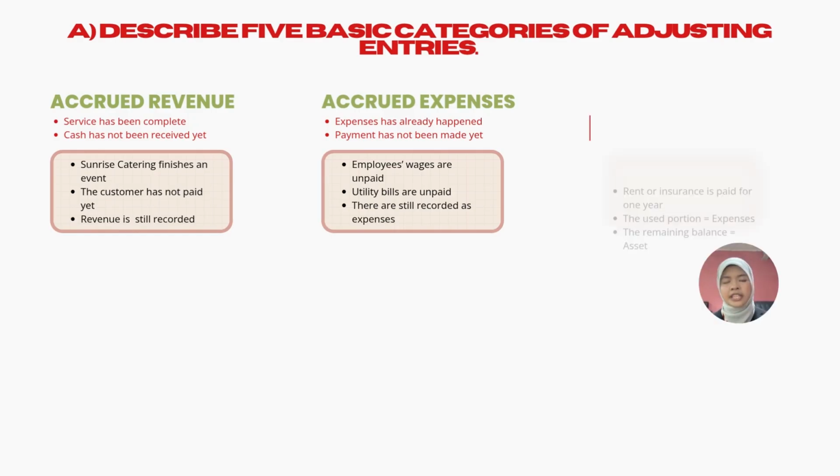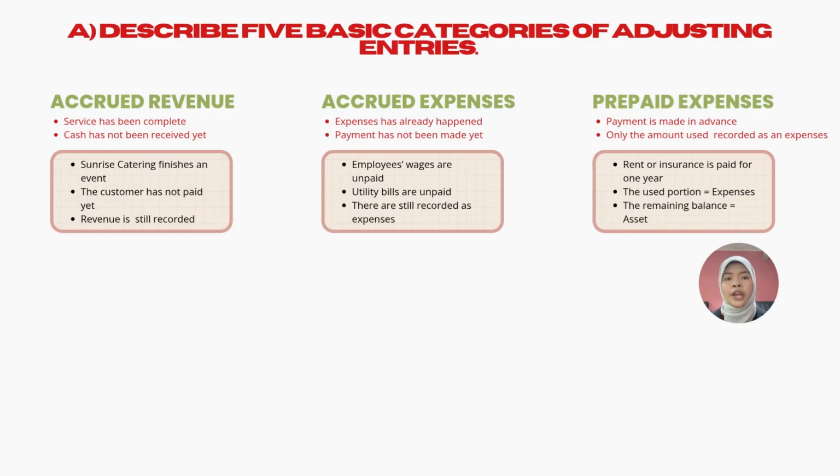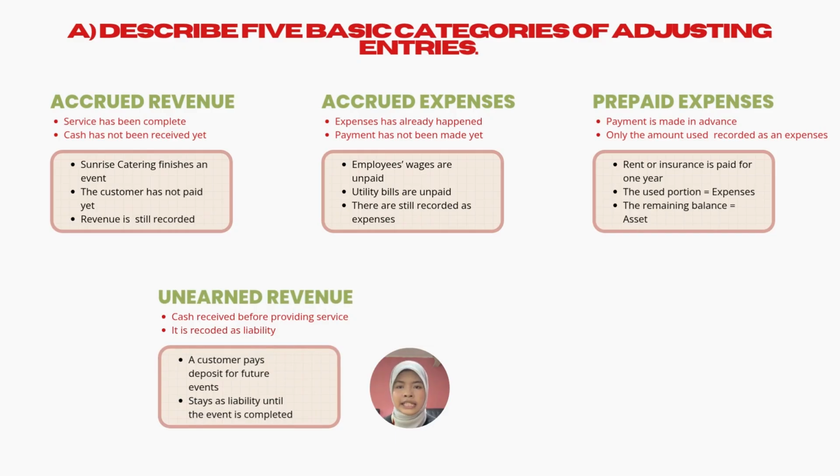Third is prepaid expenses. This happens when a company pays in advance, such as rent or insurance. As time passes, the part that has been used is recorded as expenses, while the remaining balance is still an asset. Fourth is unearned revenue. This is money received before the service is provided. For example, a customer may pay a deposit for a future event. This amount is recorded as a liability until the service is complete.